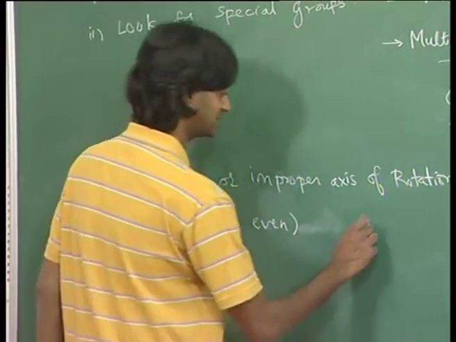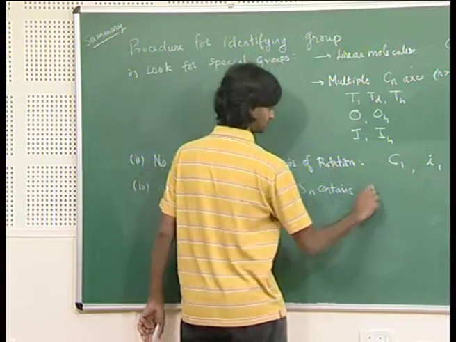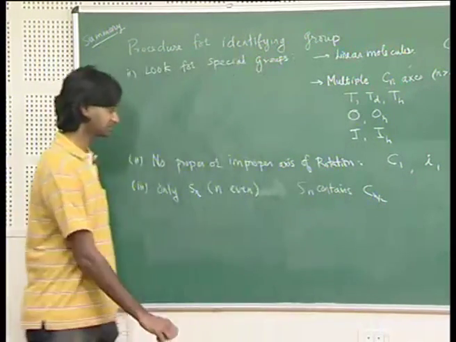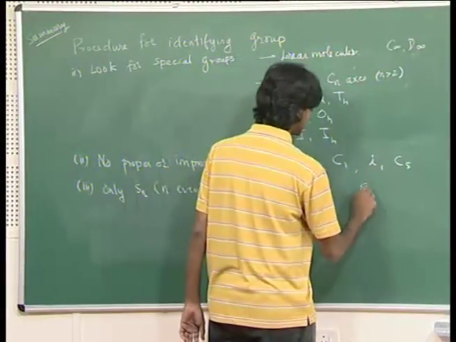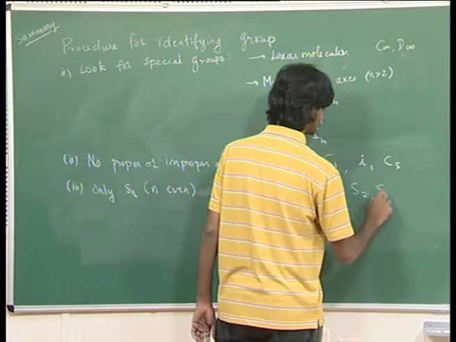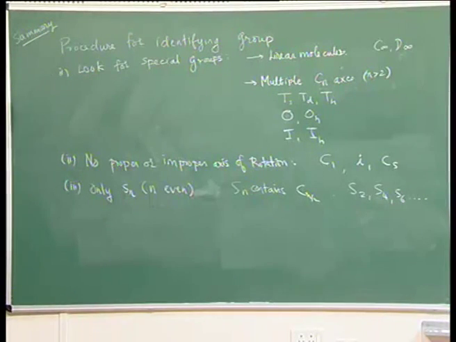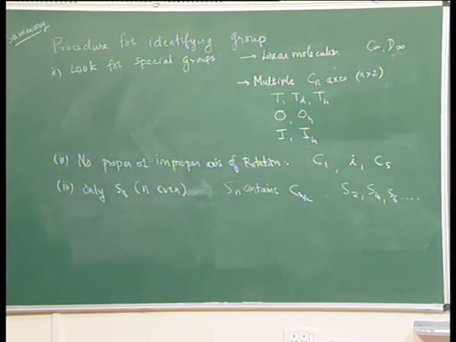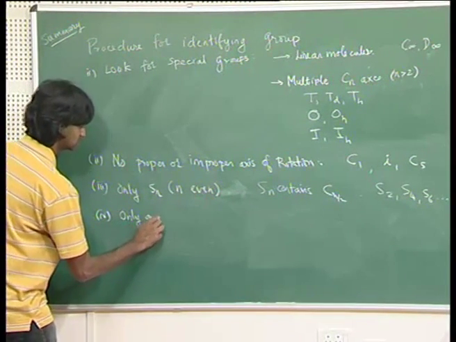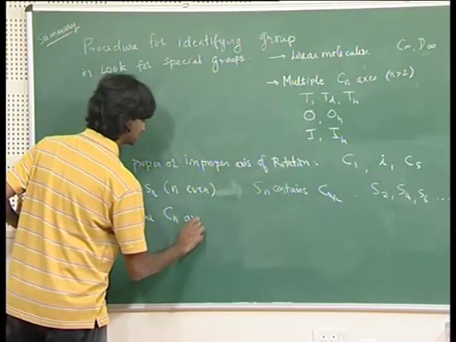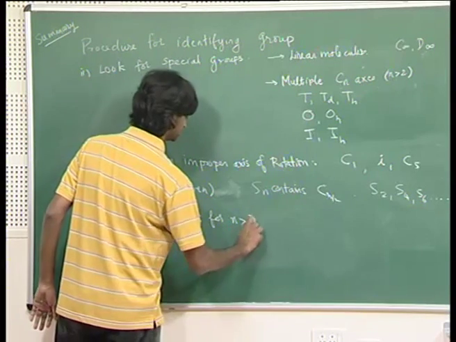Remember Sn contains Cn by 2. So if it only contains Sn, then the nomenclature is like S2, S4, S6, etc., so it has to be one of those groups. Then the fourth one is only one Cn axis for n greater than 2.